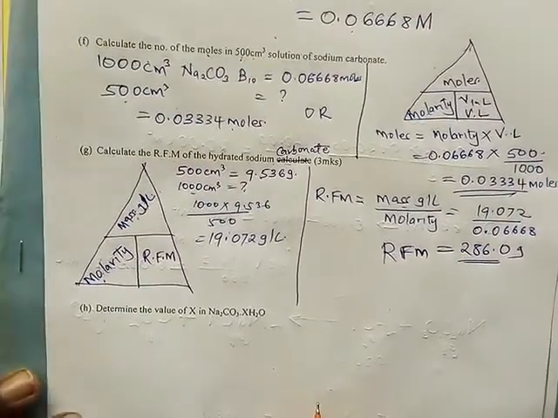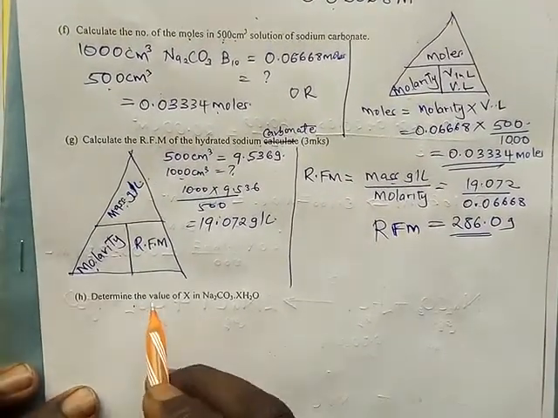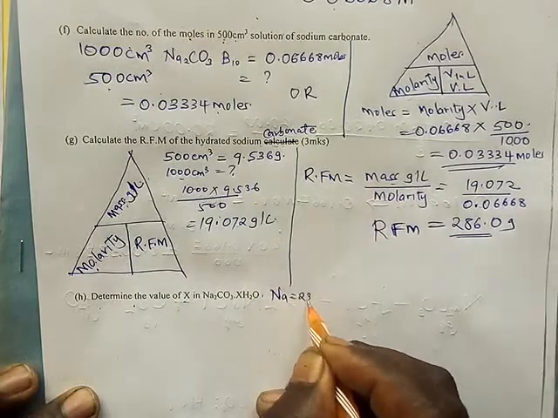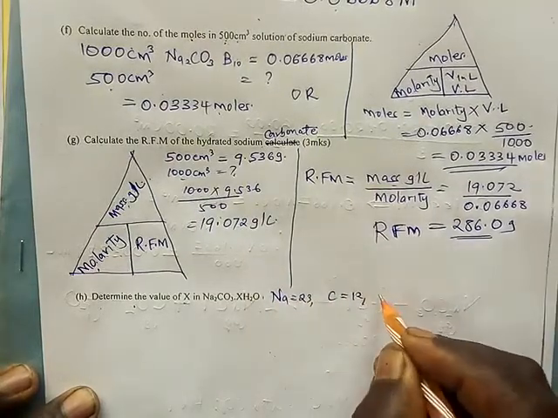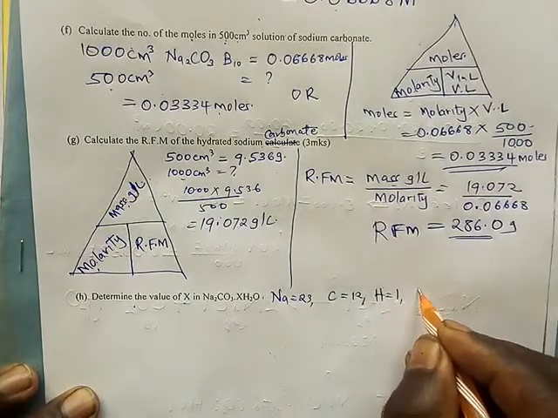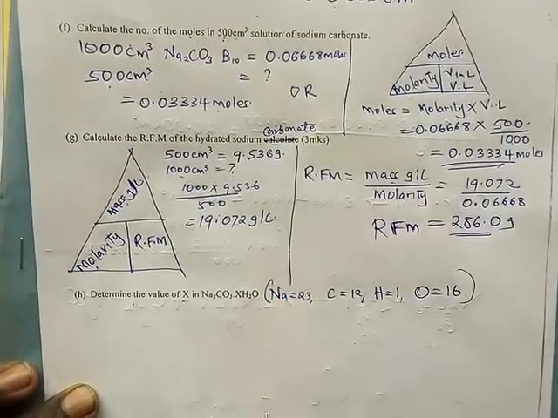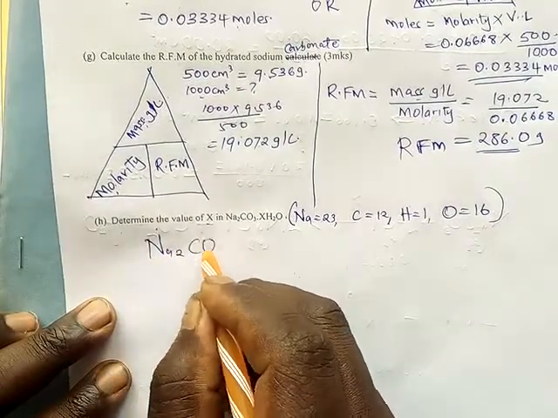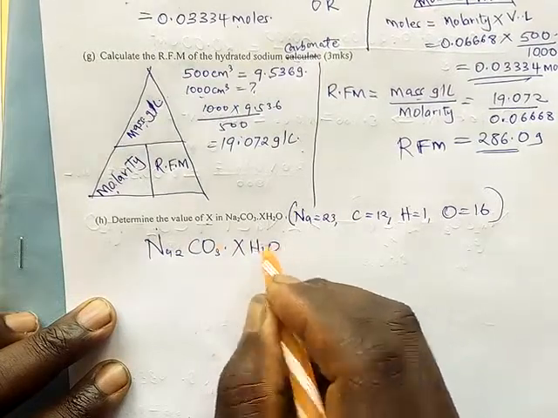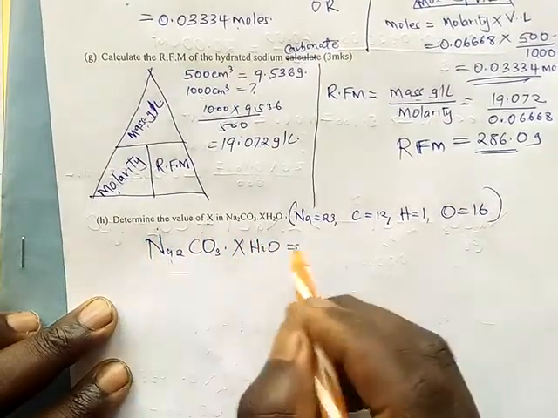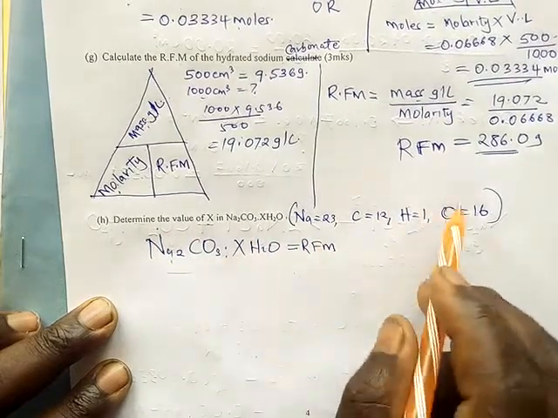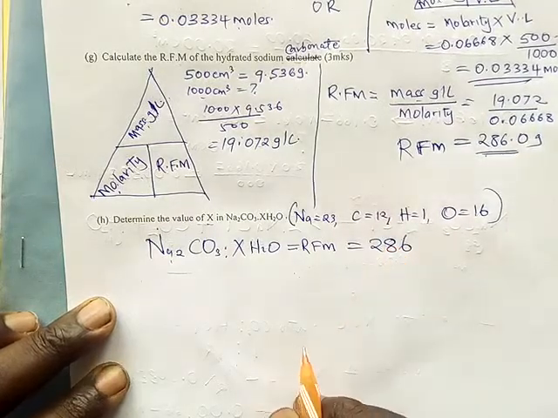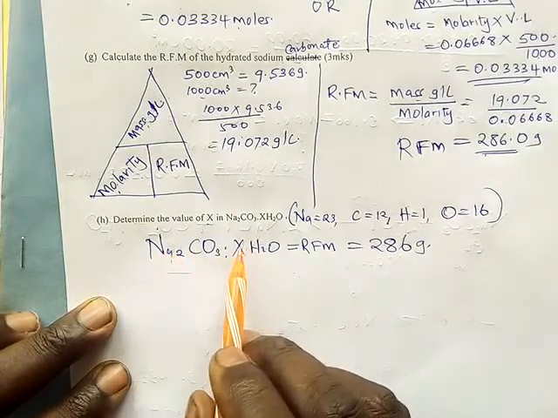The last question says, determine the value of X in the salt there. What is missing here is that sodium equal to 23, carbon equal to 12, hydrogen is equal to 1. What else? Oxygen is equal to 16. That is what is missing. So, sodium carbonate hydrated, X water. When you add everything here, it gives you RFM. And that RFM is this RFM, which is equal to 286 grams. So we want to add and then get the value of X.